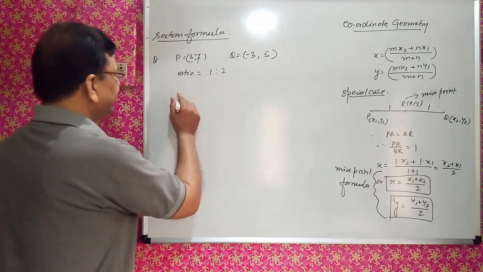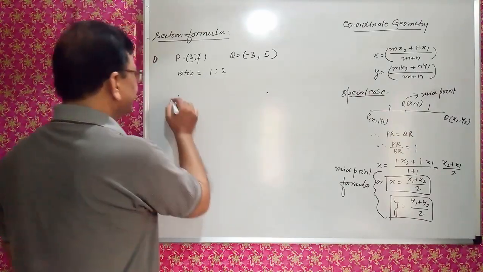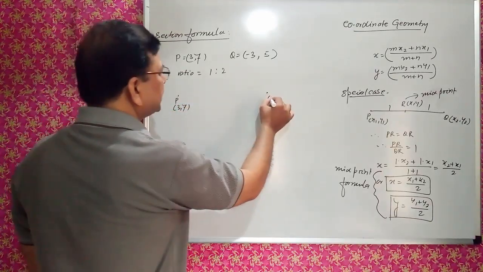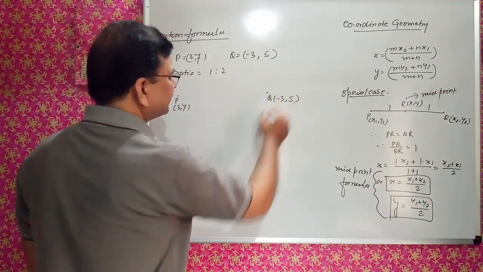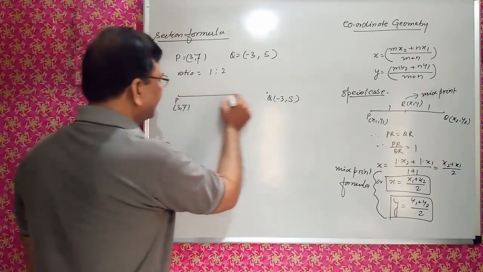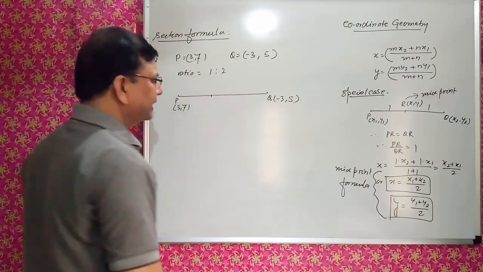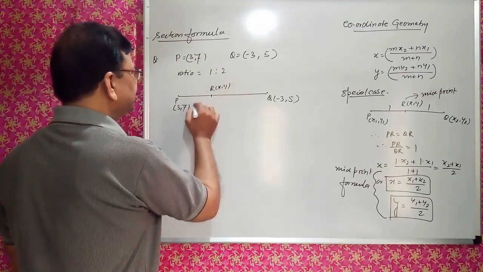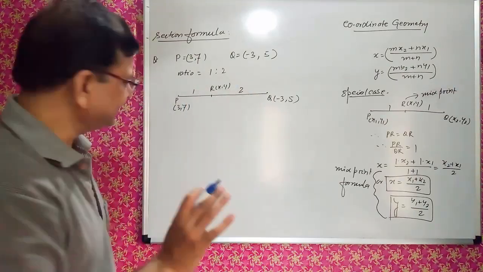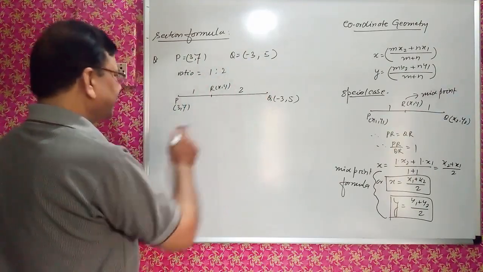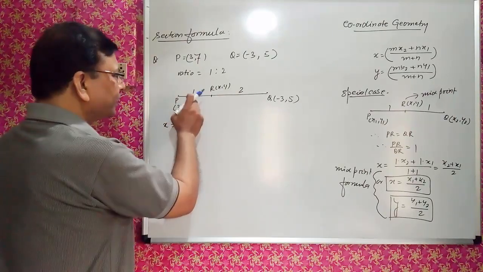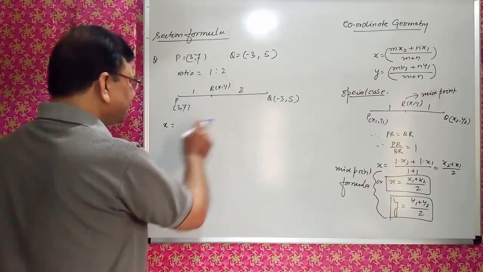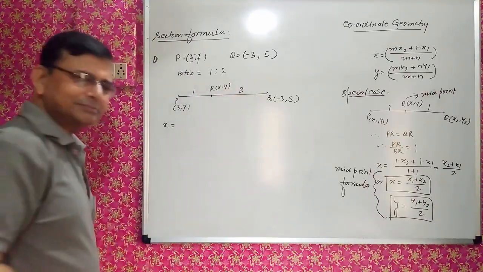So for understanding, suppose this is point P, this is Q. P is (3, 7), this is Q, it is (-3, 5). Suppose 2 points are there and it is being divided by 1 point, that is R, that is (X, Y), in the ratio of 1 is to 2. See, according to the formula, if you are writing the X coordinate of this, we have to find it. Means 1 is to be multiplied by this, 2 is to be multiplied by this, divided by 1 plus 2.